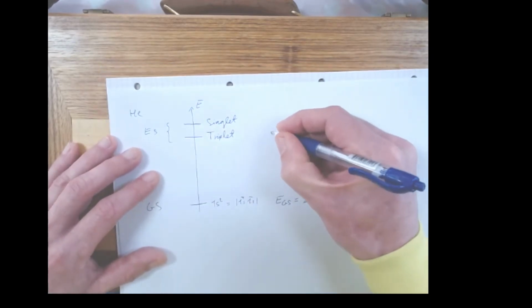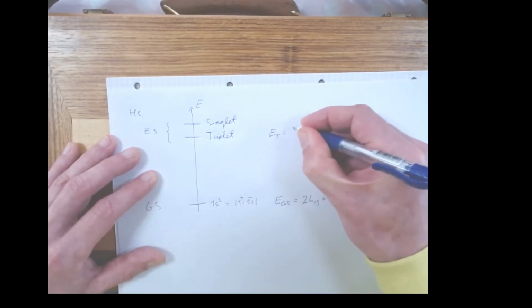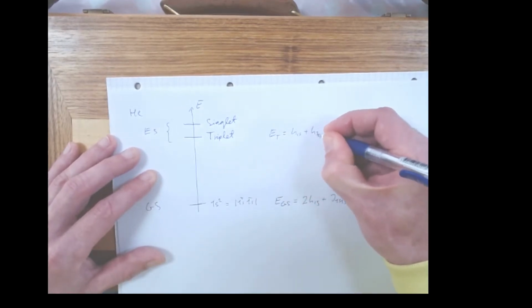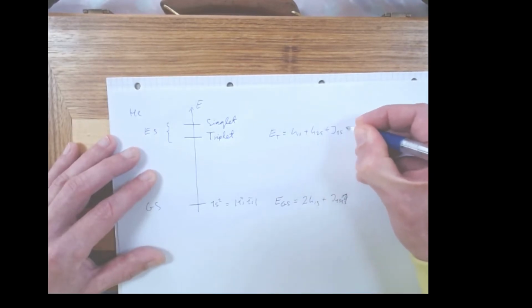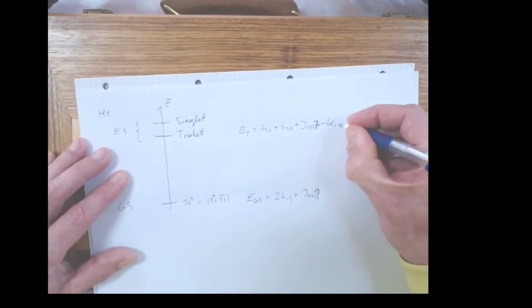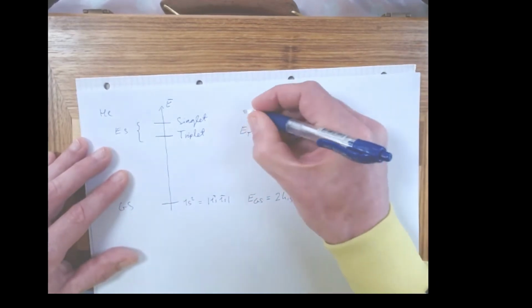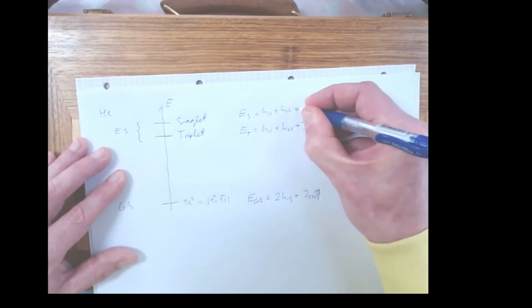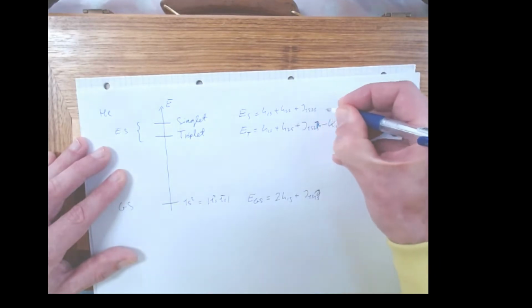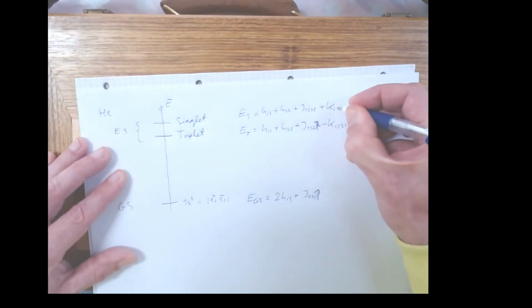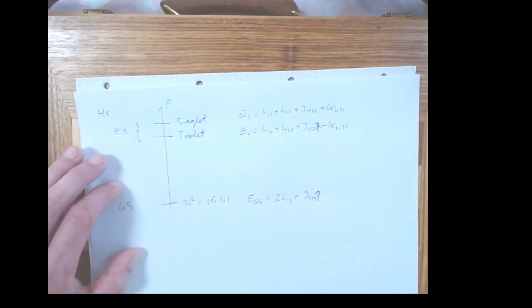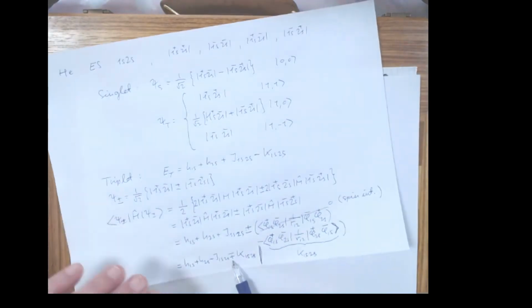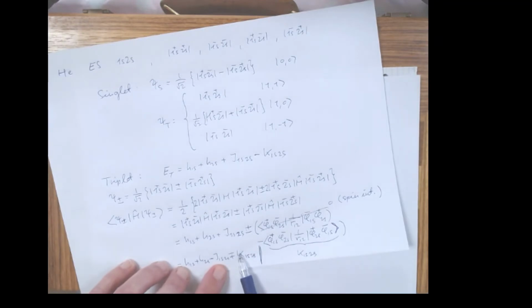And then I have the triplet energy: h_1s plus h_2s plus J_1s,2s minus K_1s,2s, and then I have the singlet: h_1s plus h_2s plus J_1s,2s plus K_1s,2s. Right. I have this sign difference here, minus for the triplet, plus for the singlet.